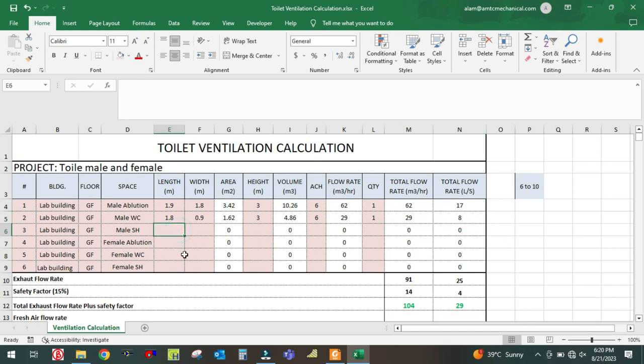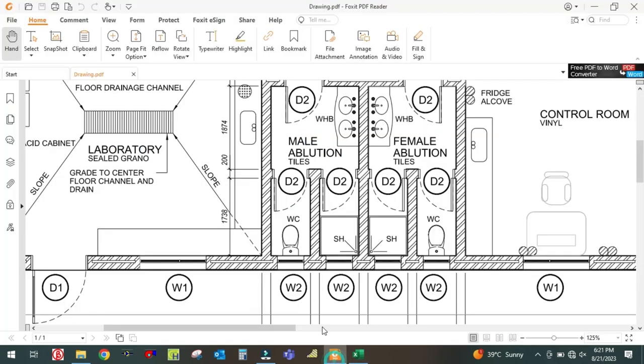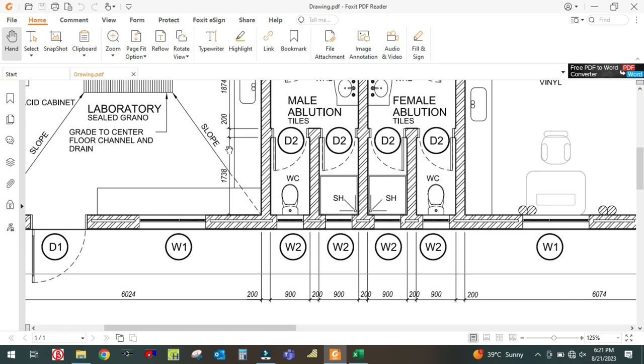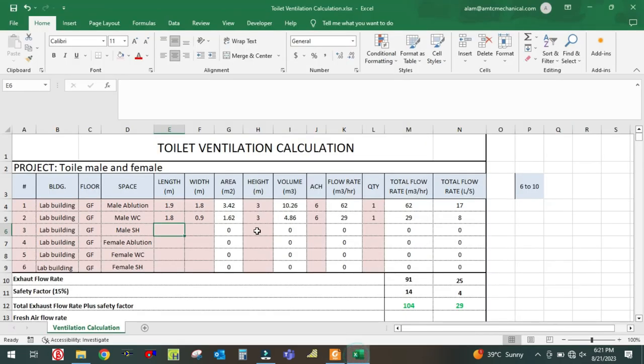Similarly, enter the size of this male shower. So I think it's the same, 1.8 by 0.9. So 1.8 meter, 0.9 meter, and height is 3, air changes per hour is 6, and quantity is 1. So it is automatically calculated, and here is the total summation of all these air flows.